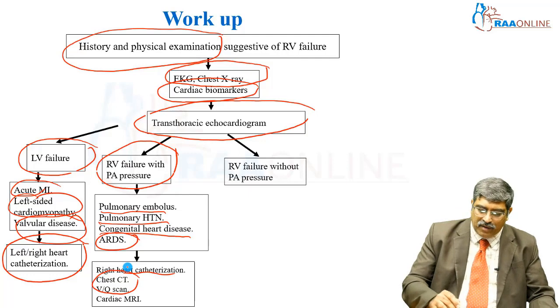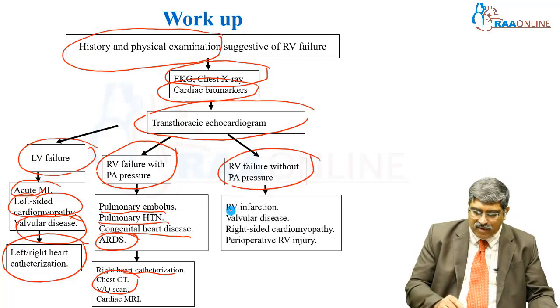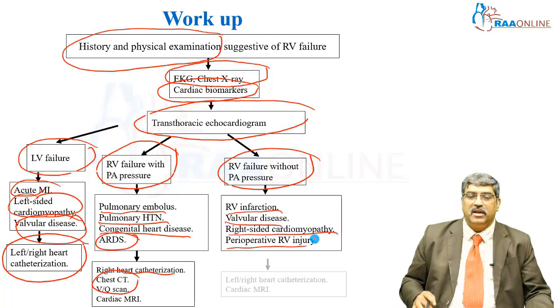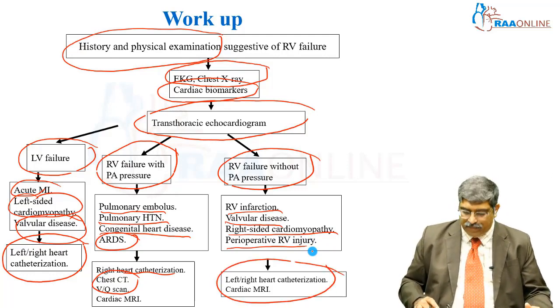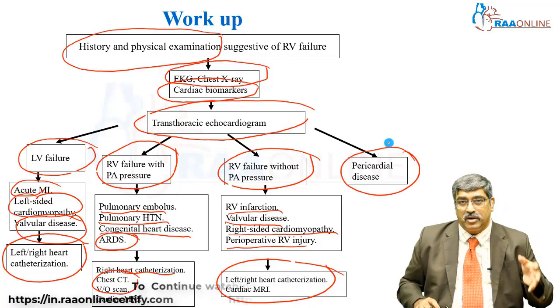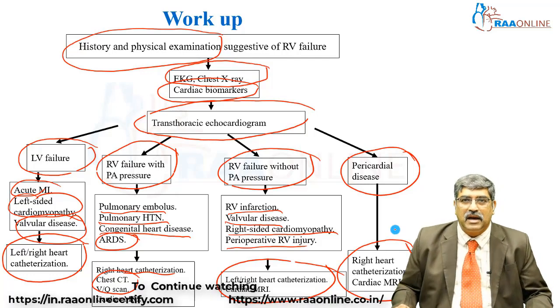You can have RV failure without increase in pulmonary artery pressure, where you have to look for RV infarction, valvular heart disease, right-sided cardiomyopathy or a perioperative RV injury. Here you go for right and left heart catheterization and cardiac MRI. And you can have pericardial disease which can contribute to reduced cardiac output. Here you have to do a right heart catheterization and cardiac MRI.